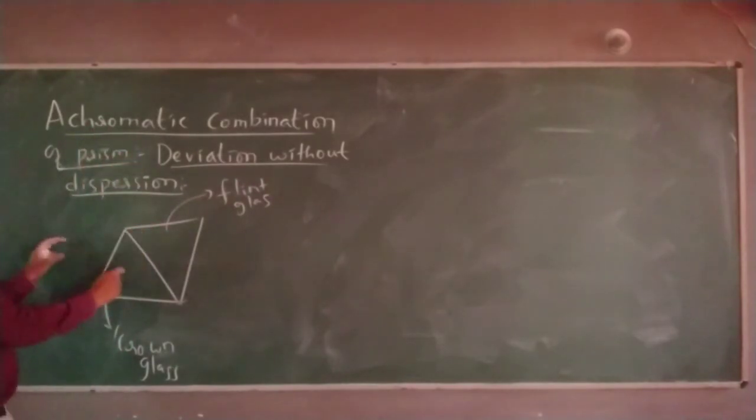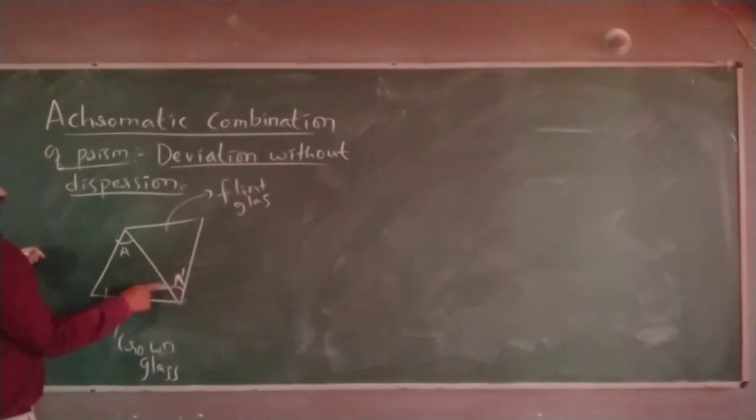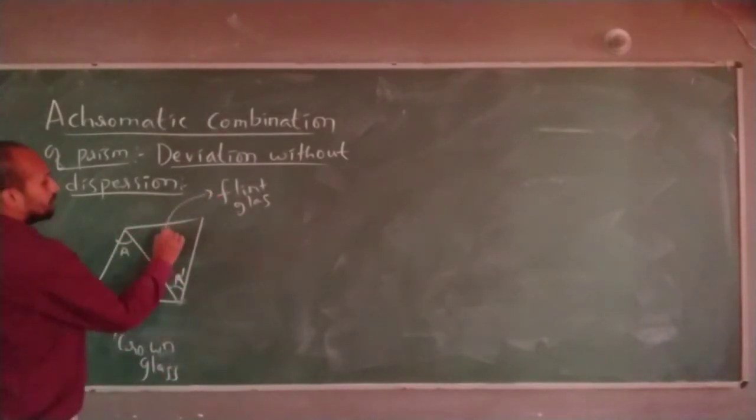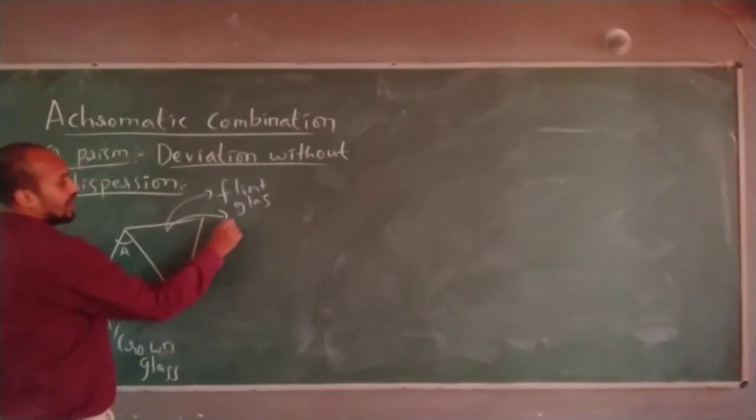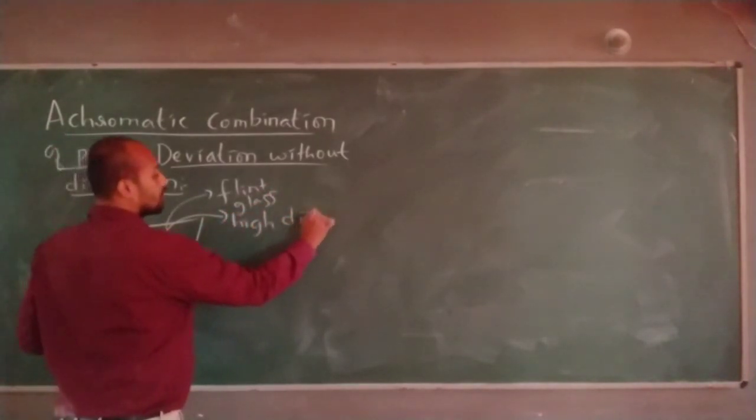I will combine these two. This is the A here. This is the A dash. What is that? A is the angle of the prism for this A. A dash is for flint glass. Usually, this flint glass will have high dispersive power.